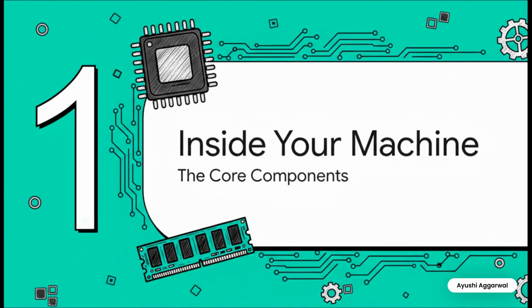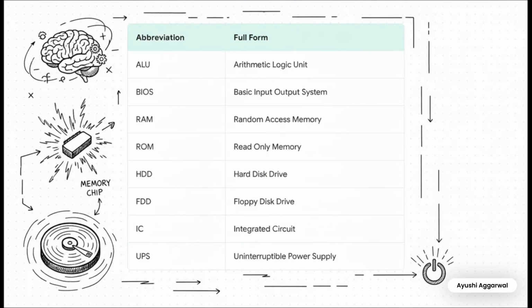All right, first up, let's pop the hood. We're talking about the basic hardware here. You know, the brain and the memory that actually make a computer run. These are the absolute building blocks for everything else. Okay, let's break these down. First, the ALU, or Arithmetic Logic Unit. Just think of this as the math whiz inside your computer's brain that handles all the calculations.